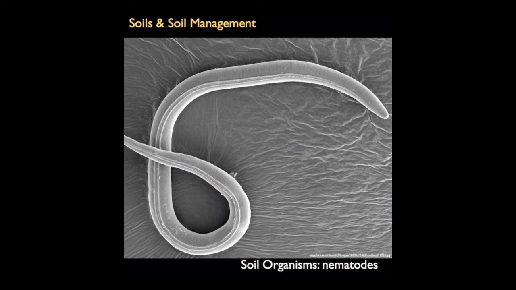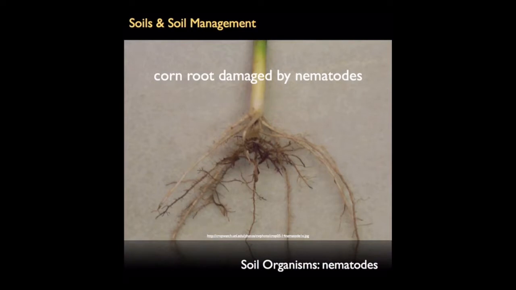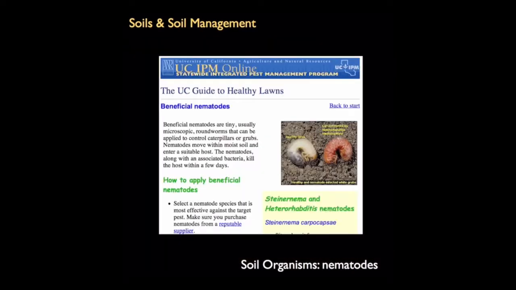Those that feed on roots can be a problem in crops, both in the field and in pots. Others that feed on fungi and other nematodes can be beneficial if what they feed on attacks plants. Here is an example of beneficial nematodes that are sold for control of grubs.